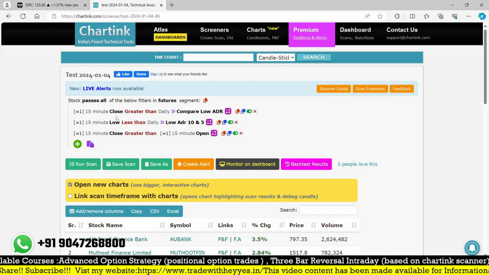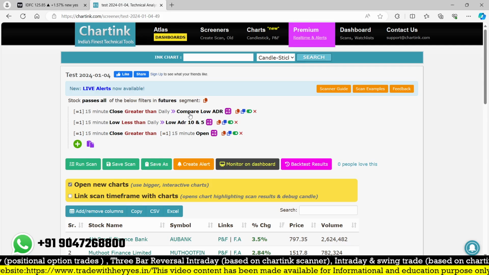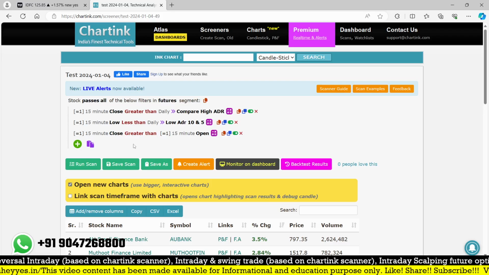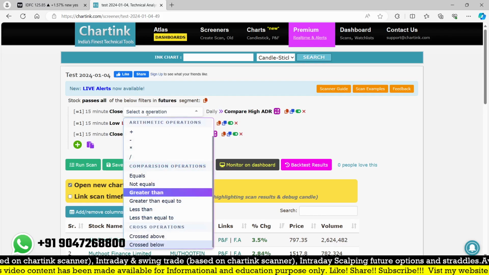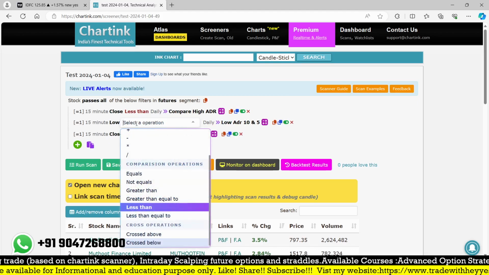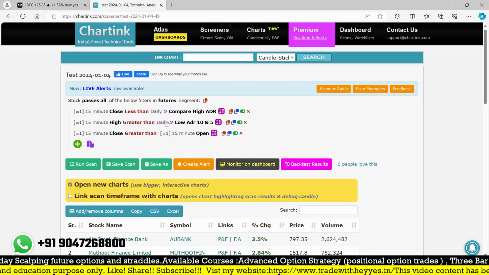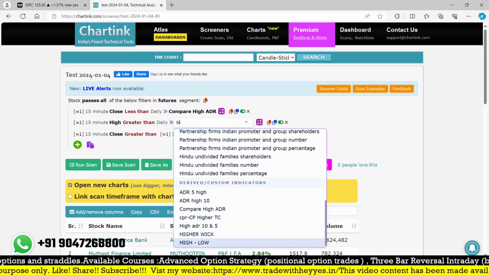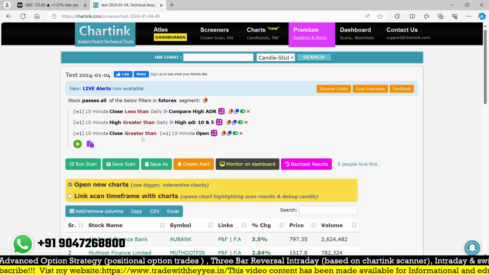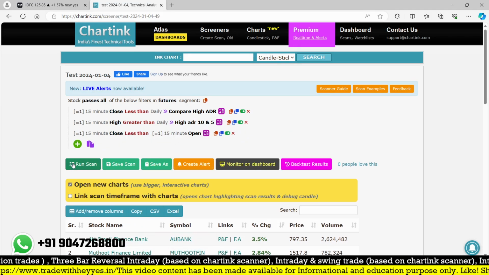And one more thing. Let me create the scanner, but we will check this for the negative side. Okay, higher ADR and less than, open, close less than. Okay, and high greater than. So let me check simply whether it is working for the higher side. And close must be less than open, for negative.